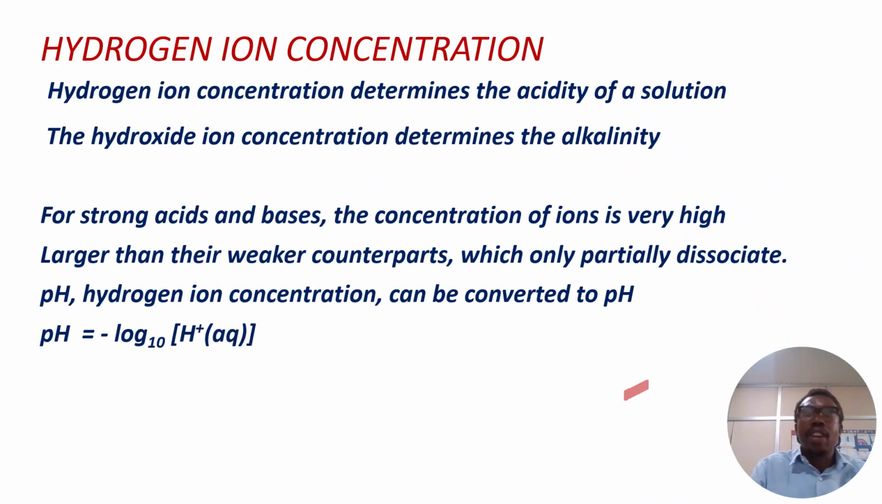So we are looking at the hydrogen ion concentration and the hydroxide ion concentration. The hydrogen ion concentration determines the acidity of a solution. It tells us how strong or how weak the acid is. A solution with a high concentration of hydrogen ion indicates a strong acid. A solution with a low concentration of hydrogen ion indicates a weak acid.